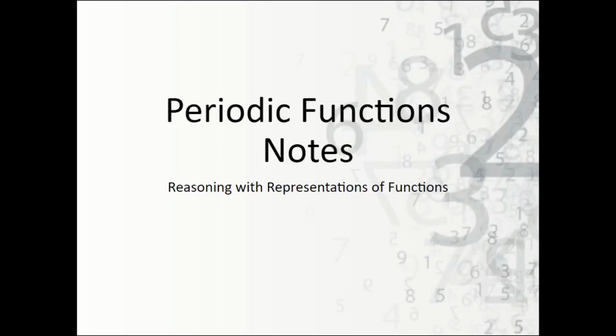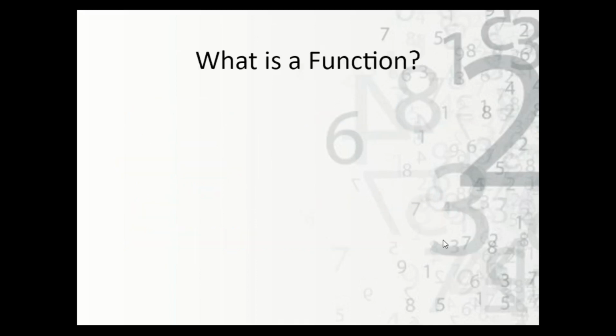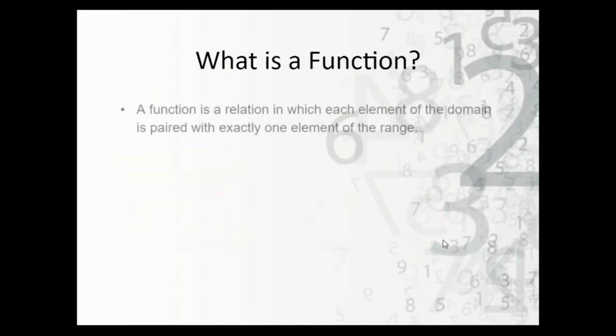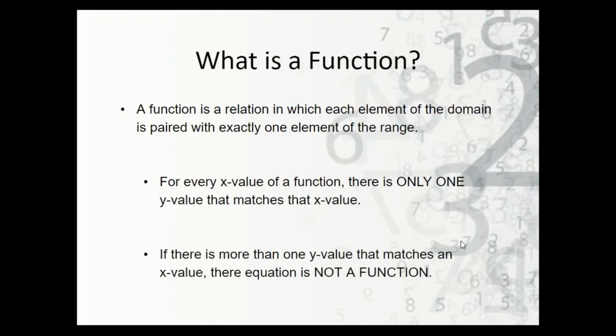Let's take a look now at the periodic functions notes. The notes begin with the learning goals and success criteria. Now, what is a function? A function is a relation in which each element of the domain is paired with exactly one element of the range. So that means that for every x, there's exactly one y that matches with that x value. If there is more than one y to match up with an x, then it is not a function.